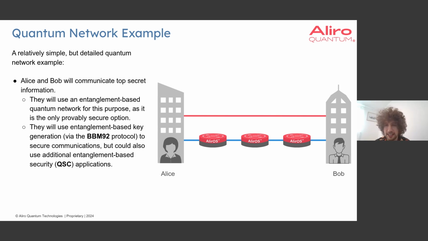Alice and Bob have decided to use an entanglement-based quantum network to communicate their top secret information, as it is the only provably secure option. They will use entanglement-based key generation via the BBM92 protocol to secure their communications. It's important to note that there are many other entanglement-based applications beyond key generation that can be used to help secure communications. The family of all such applications are known as quantum secure communications, or QSC.